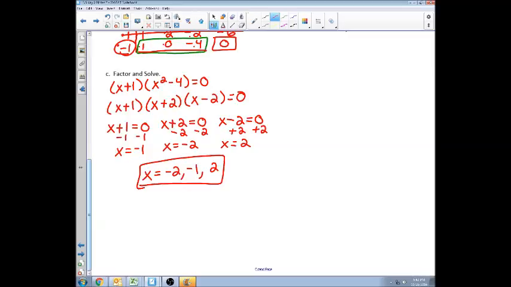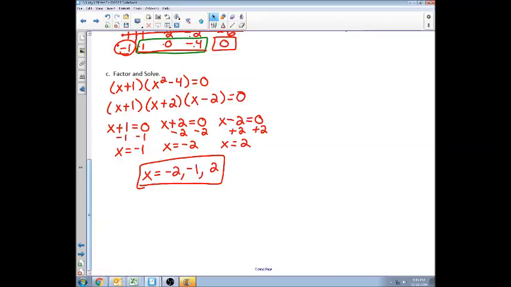And I am done. So that is the end of our lesson. What we did here is we found a possible list of factors for our polynomial. We used synthetic division to test them to find out which one of those factors will work for us. Once we found which factor worked for us, we set them equal to 0, continued to factor, and then solved.